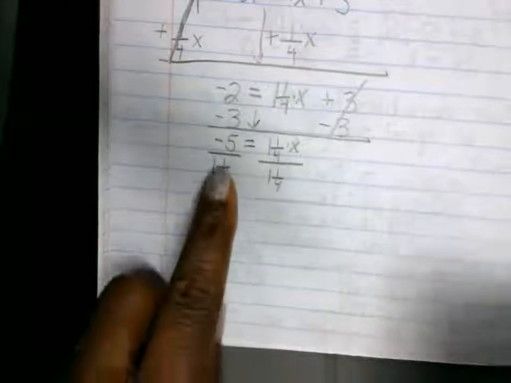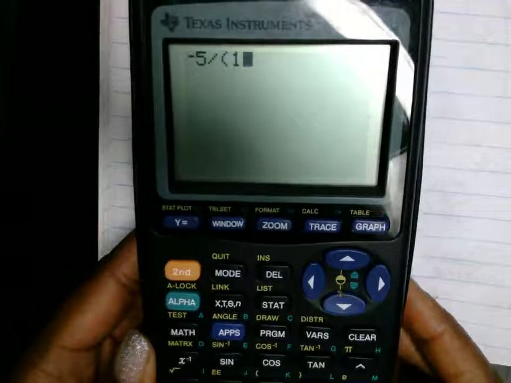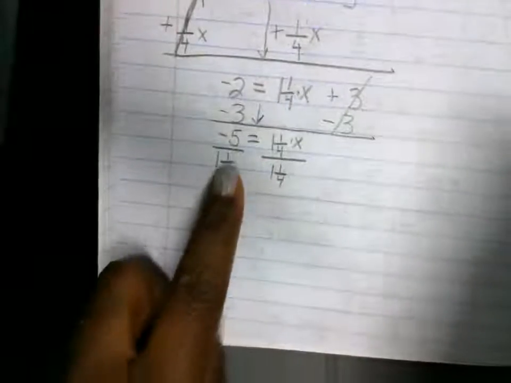You got the whole number is 1. So let's type in 1. Then you have the fraction is 1/4. So you're going to say plus.